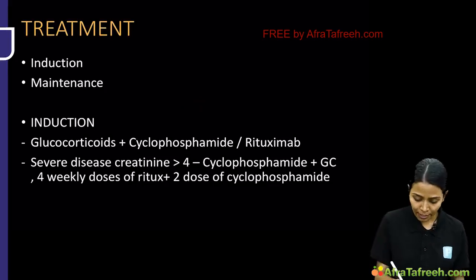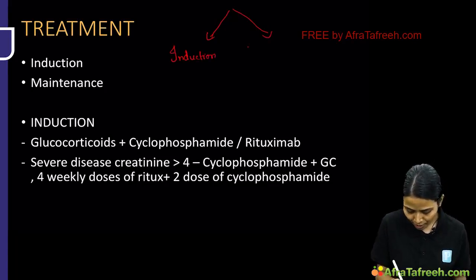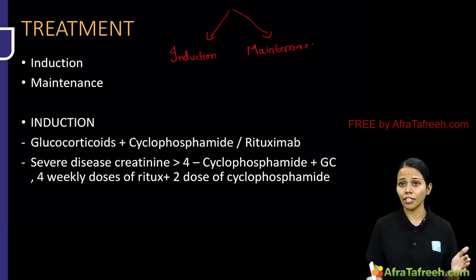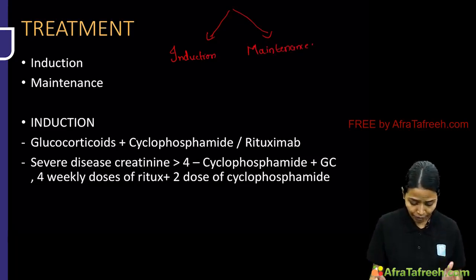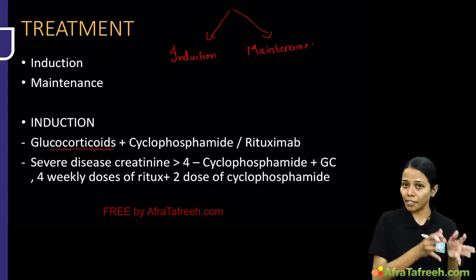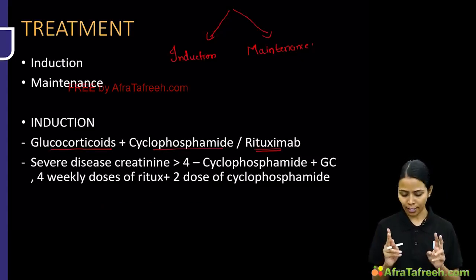Now, treatment. Treatment is divided into 2 classes. First is induction and second one is maintenance therapy. This is like lupus nephritis, where we have induction and maintenance. Okay. Now induction, which are the drugs used for induction? You give glucocorticoids, which is pulse followed by 1 mg per kg, along with cyclophosphamide or rituximab. So these two are the things that can be done.